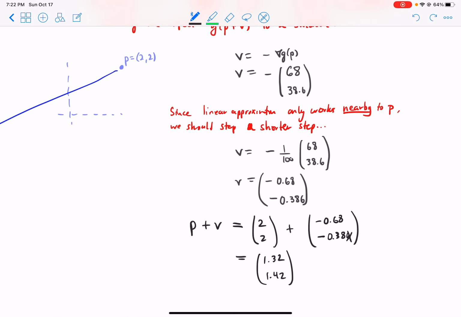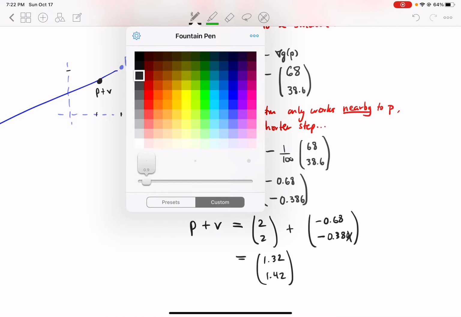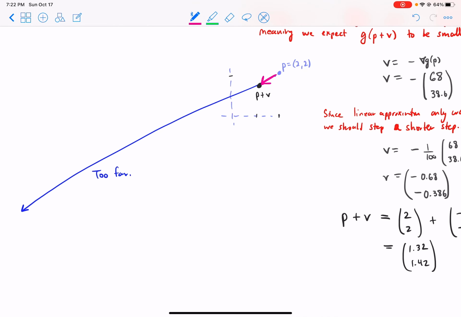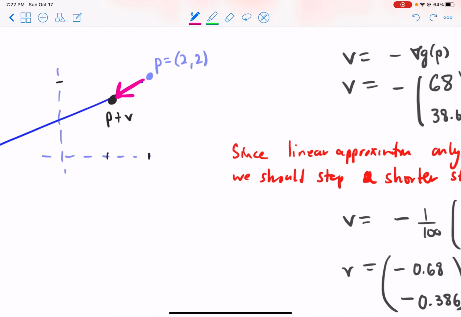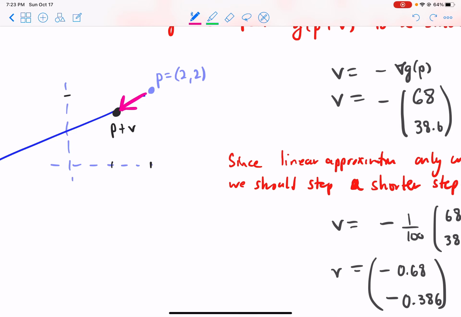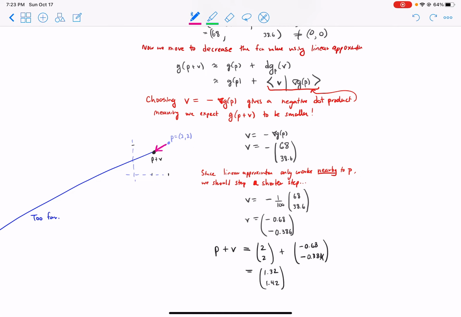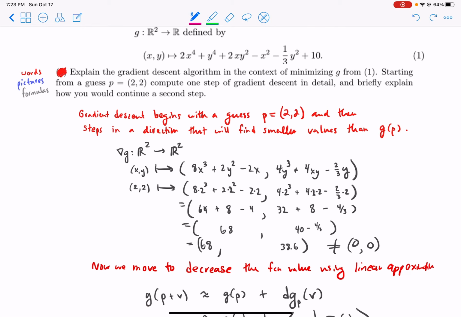So I'm going to put it in my picture. 1.32 and 1.4. It's about right there. Okay, so this is p plus v, and this was our step. And we didn't step the entire gradient, that would be too far. We stepped 100th of it, and now here's our new point. Okay, so we've explicitly computed that new point, and it said compute one step in detail, and then briefly explain how you would continue a second step.